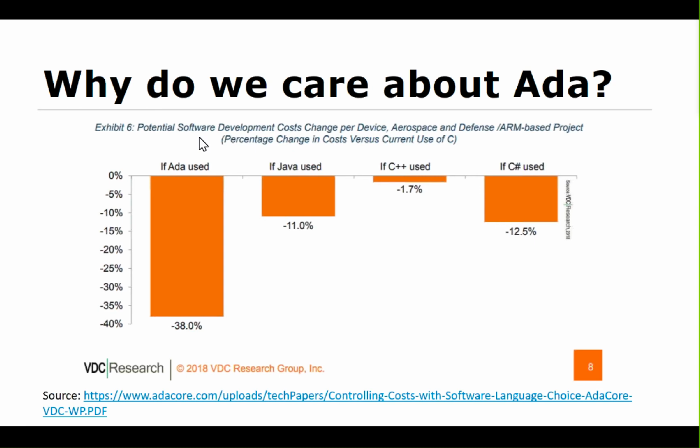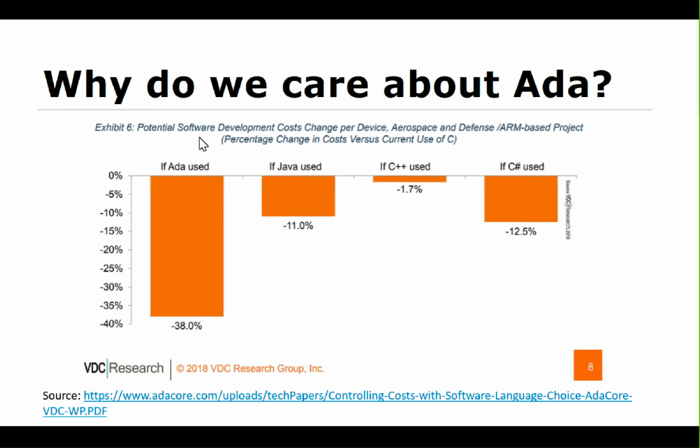They found, in particular when they look here at a project that would be on an ARM processor, that if you are using Ada, on average, your project is going to cost 38% less than if you were going to use C. Okay? So this is the one reason why it might make sense to consider Ada.